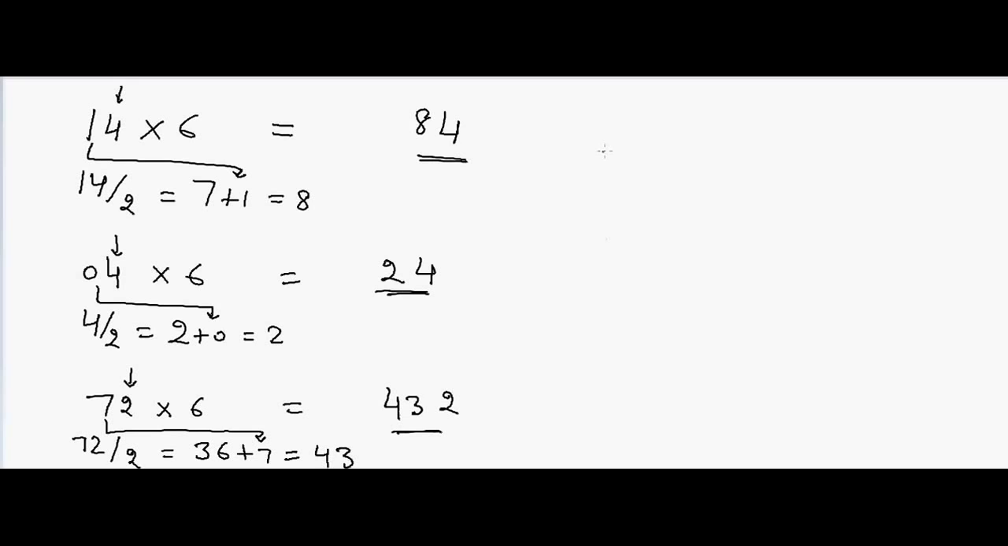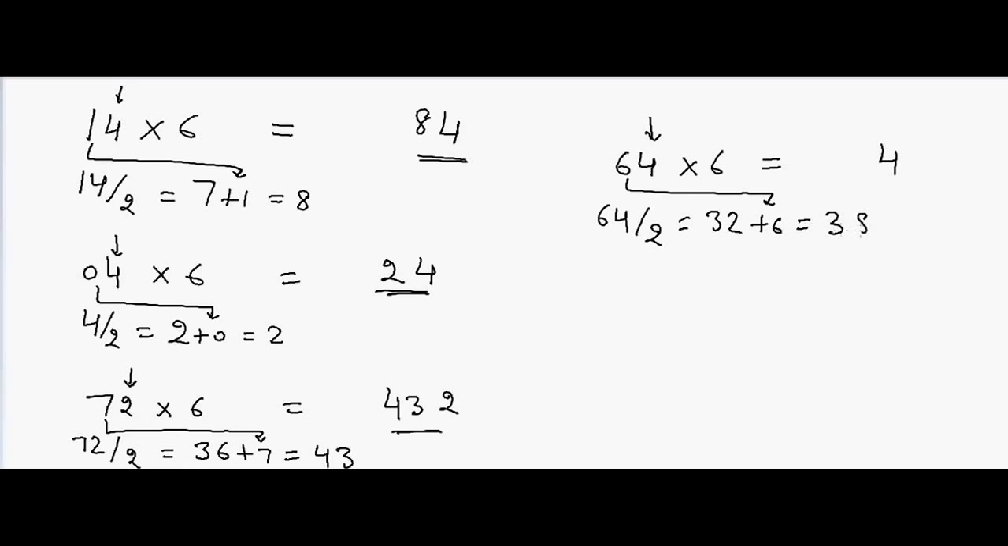Again, another example, if I have 64, I want to multiply by 6. In that case, I'll take the last digit, which is 4, and then 64 divided by 2 is equal to 32, and then I'll add 6 into it. That will give me 38. The answer is 384. So how did I get this trick?